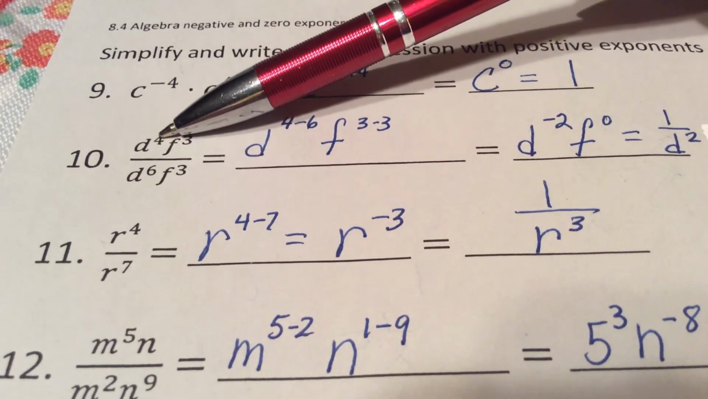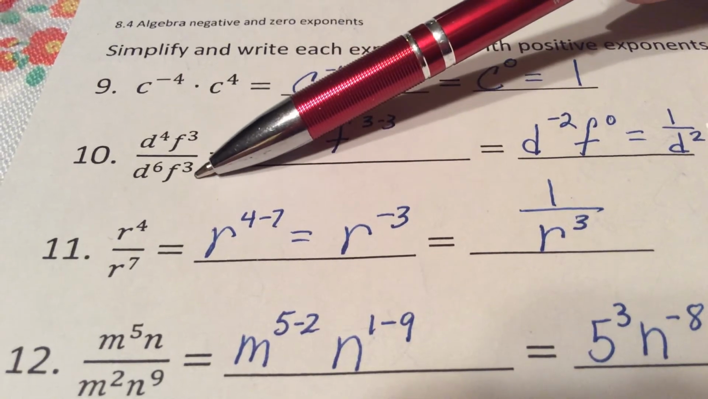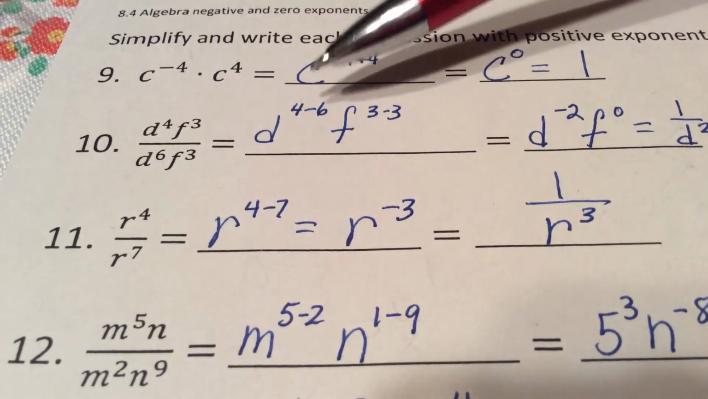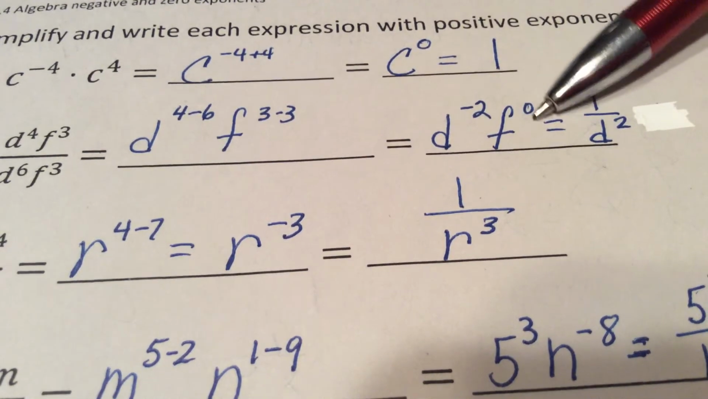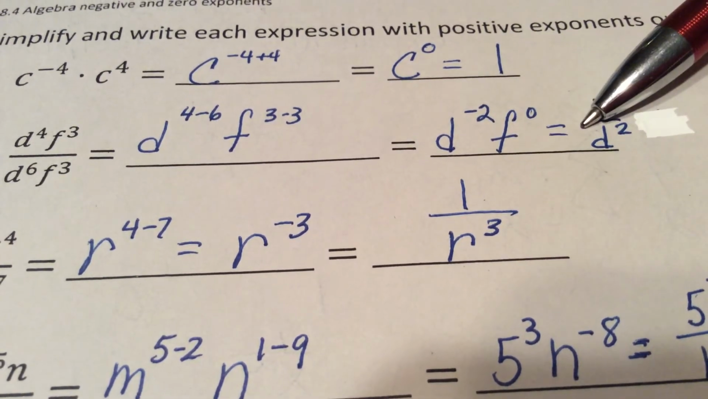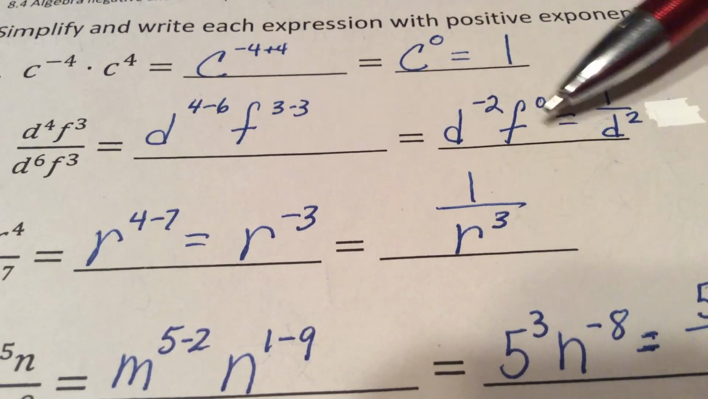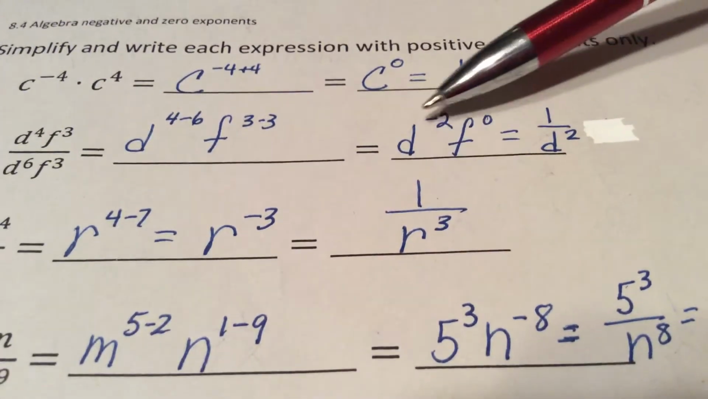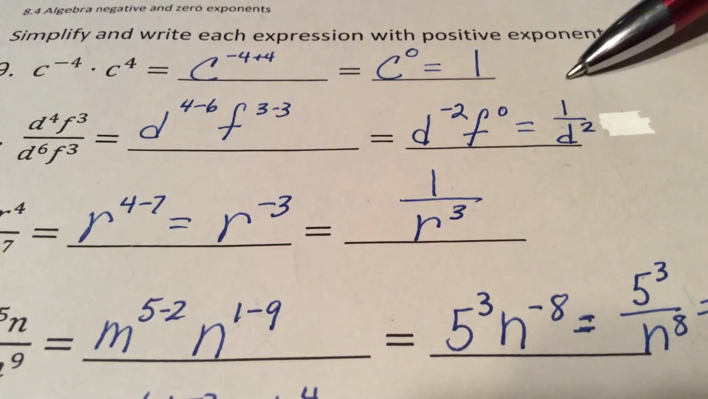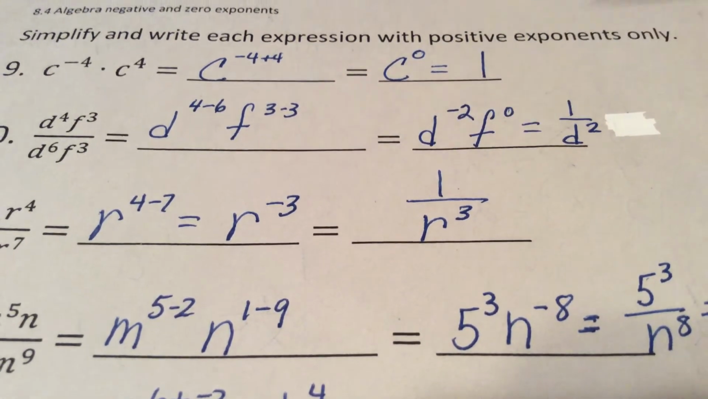Here we're going to take 4 minus 6 and 3 minus 3 on the f's. 4 minus 6 is a negative 2, d to the negative 2 power. 3 minus 3 is f to the 0 power. F to the 0 power is 1. 1 times anything is that same thing. So this just drops out. There's 0 f's left. D to the negative 2 power is going to be 1 over d squared because it has to cross the line and change the sign.